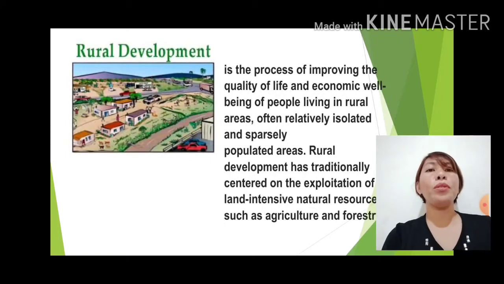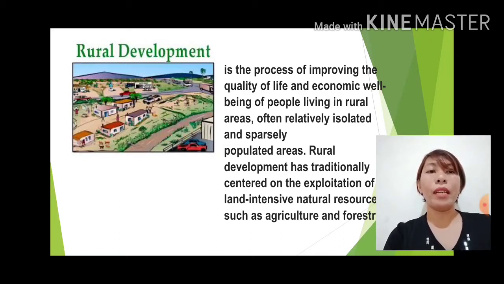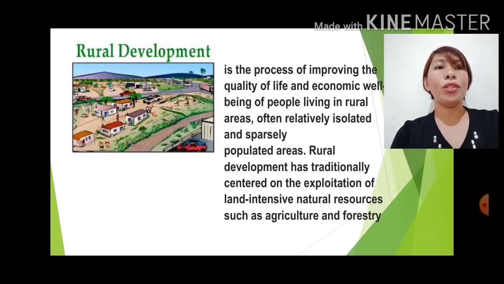So let's go to rural development. What is rural development? It is the process of improving the quality of life and economic well-being of people living in rural areas, often relatively isolated and sparsely populated areas. Rural development has traditionally centered on the exploitation of land-intensive natural resources such as agriculture and forestry.